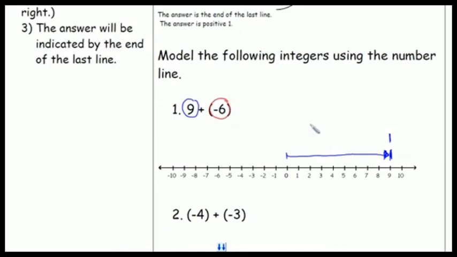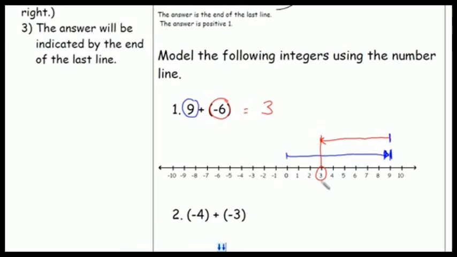Now I have to move to the left because it's a negative. So I have to go back 1, 2, 3, 4, 5, and 6. And where I leave off, my answer, positive 3. That's where I ended up.